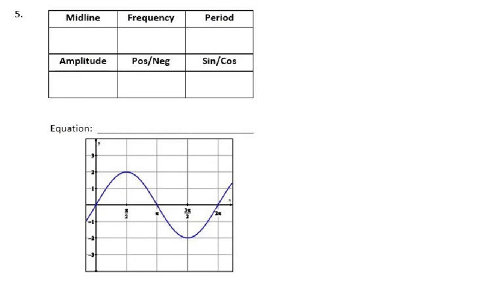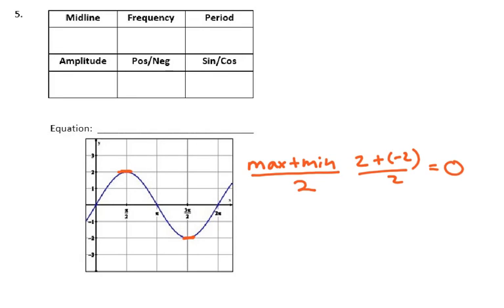Here, if we take a look at our first problem, we can start to look at the midline. Now, for the midline, there's two ways we can find this. First, you can take your max plus your min y values and divide those by 2. So here we can see we're at a positive 2 and a negative 2. 2 plus a negative 2 divided by 2 is equal to 0. So our midline is going to be at y equals 0.